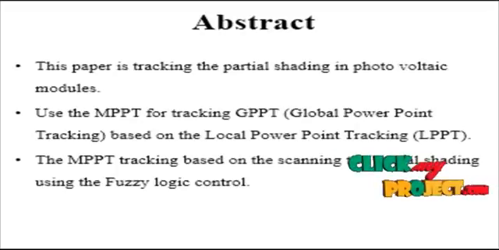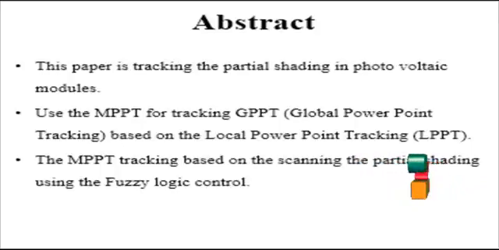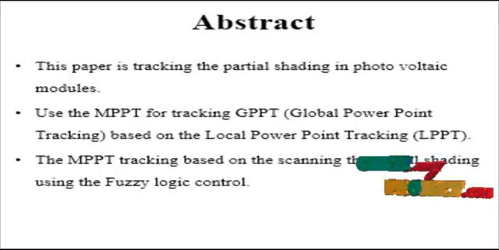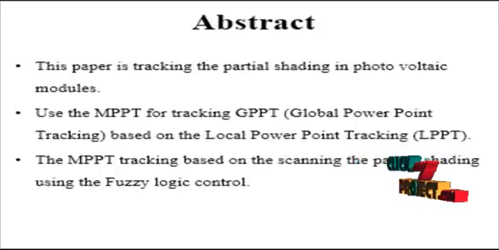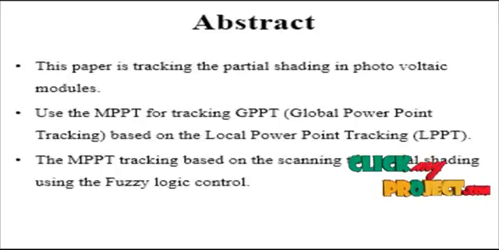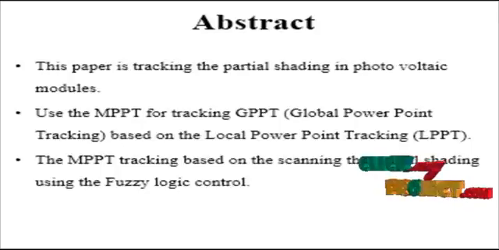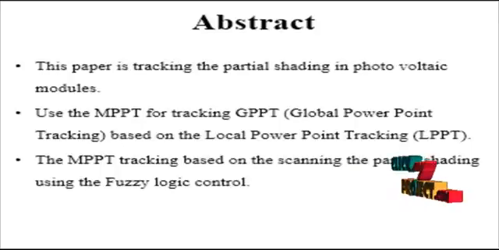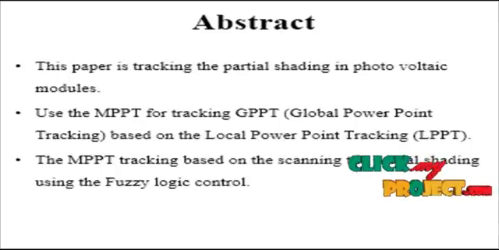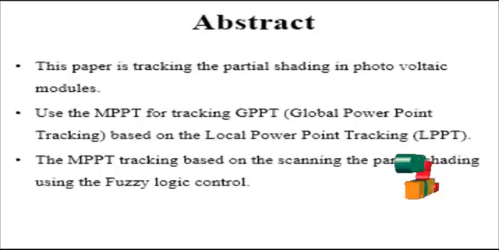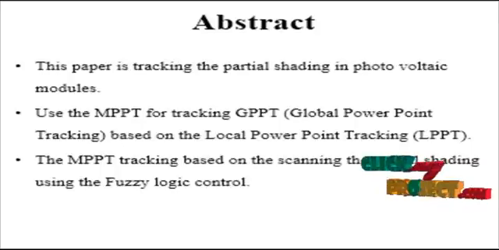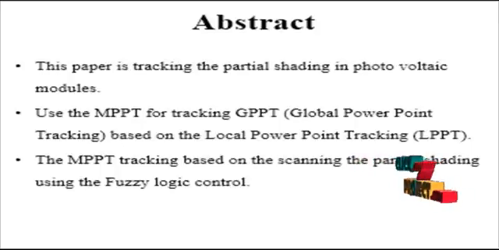Now we are going to discuss our product abstract. Maximum power point tracking, MPPT, is an integral part of energy conversion systems using photovoltaic (PV) arrays. The power-voltage characteristics of PV arrays operating under partial shading conditions exhibit multiple local maximum power points. In this paper, a new method has been presented to track the global maximum power point of PV.